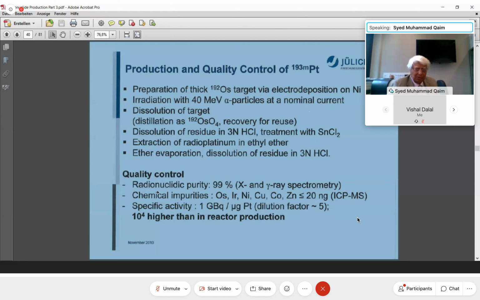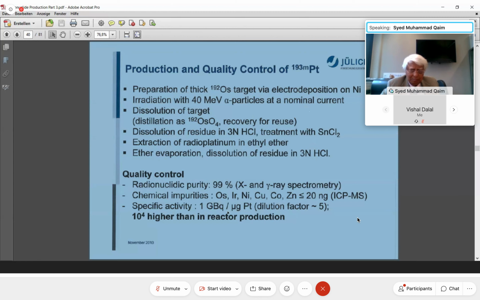You want to do quality control, radionuclidic purity, you have to do X-ray and gamma ray spectrometry. Chemical impurities were analyzed through ICP-MS. You see, chemical impurity is also very important. A few nanograms can sometimes disturb. So in this case, it was found all less than 20 nanograms, within the limits.